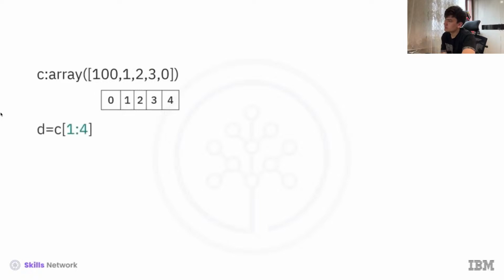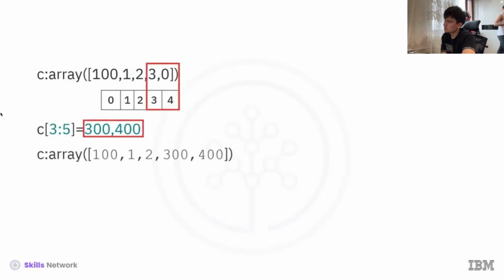We can select the elements from 1 to 3 and assign it to a new NumPy array, D, as follows. The elements in D correspond to the index. Like lists, we do not count the element corresponding to the last index. We can assign the corresponding indices to new values as follows. The array C now has new values. See the labs or numpy.org for more examples of what you can do with NumPy.